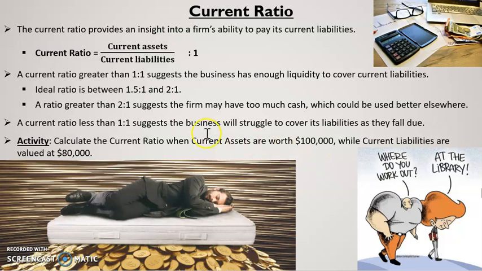However, this ratio of 1.25 to 1 is not massively above 1 to 1. So we would say that the business could improve its liquidity by building up its current assets. It might do this by holding more stock, more inventory, or building up the cash reserves in the business.